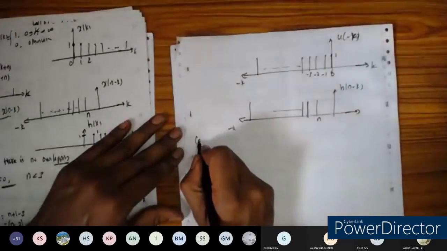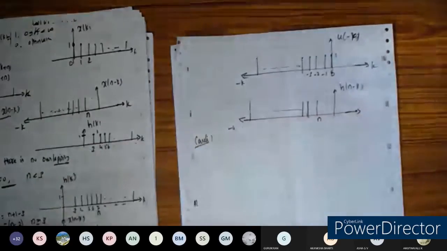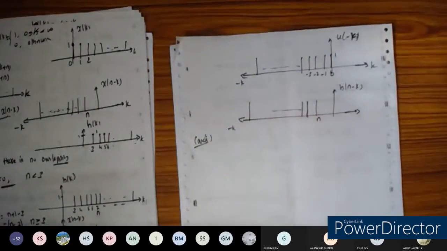Now, can you tell me what cases we can take here? Case 1. Can you tell me what the different cases are? What is the first case we can take?